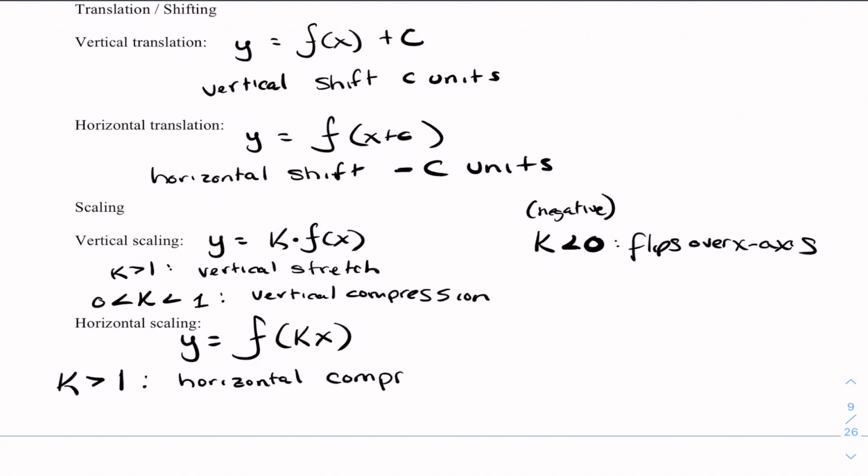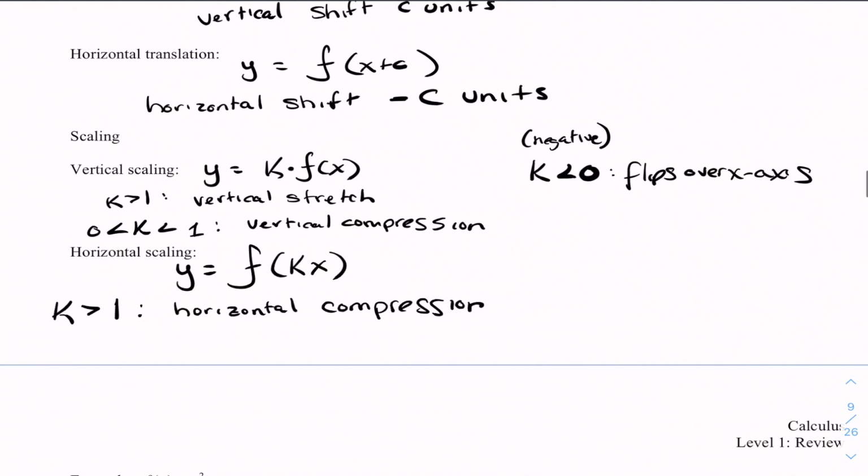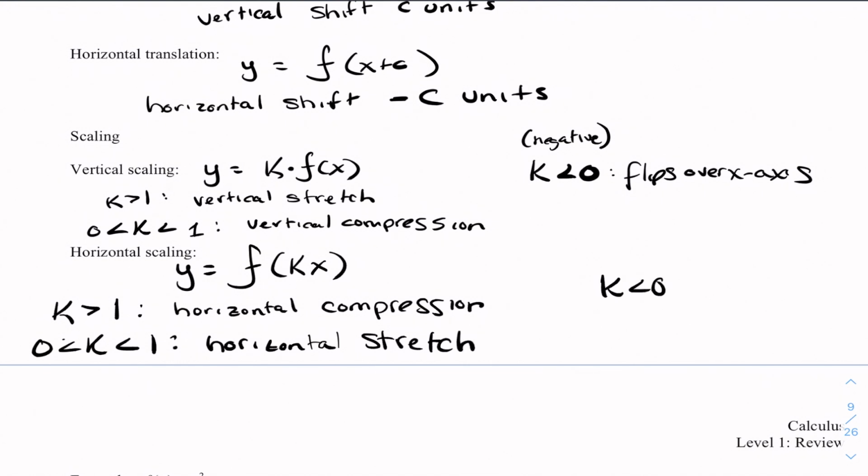This is most obviously seen when we're dealing with trig functions because they're oscillating functions. And likewise, if k is a fraction, so it's between 0 and 1, that would be a horizontal stretch. And if k is less than 0, which just means that we're dealing with a negative value, that would be a flip over the y-axis. So both are very similar, just in opposite ways.